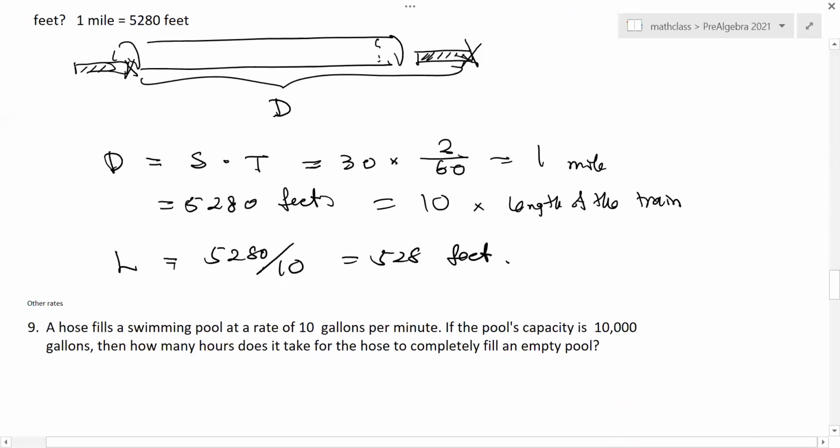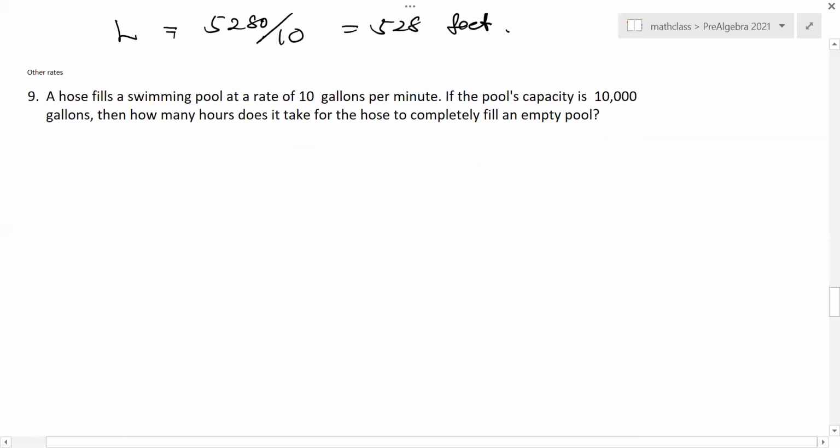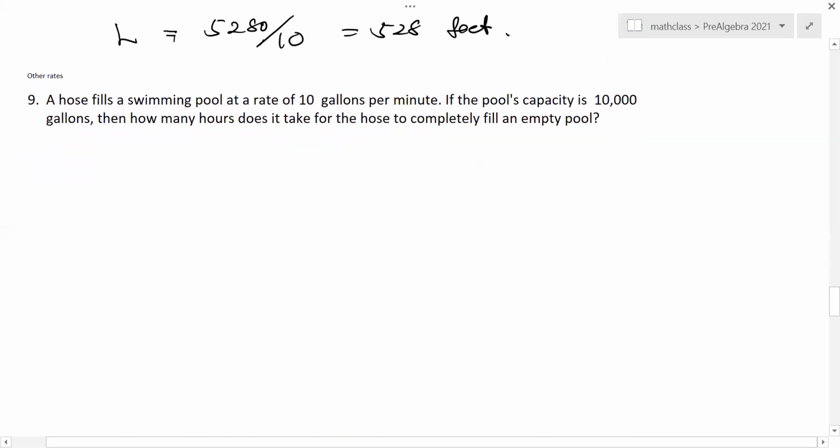All right, now we're talking about other rates. A hose fills a swimming pool at the rate of 10 gallons per minute. If the pool's capacity is 10,000 gallons, how many hours does it take for the hose to completely fill the empty pool? This is just a direct computation.